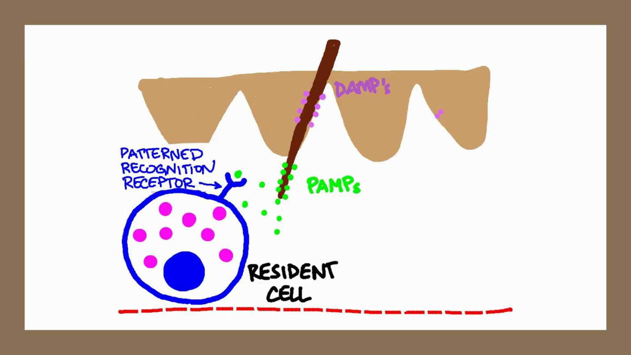Well, how does it work? Resident cells under the epithelial barrier recognize the invasion and call in the napalm. In the picture, we're showing a splinter that comes through the skin. The resident cells recognize the damage-associated molecular patterns from the tissues and the pathogen-associated molecular patterns.